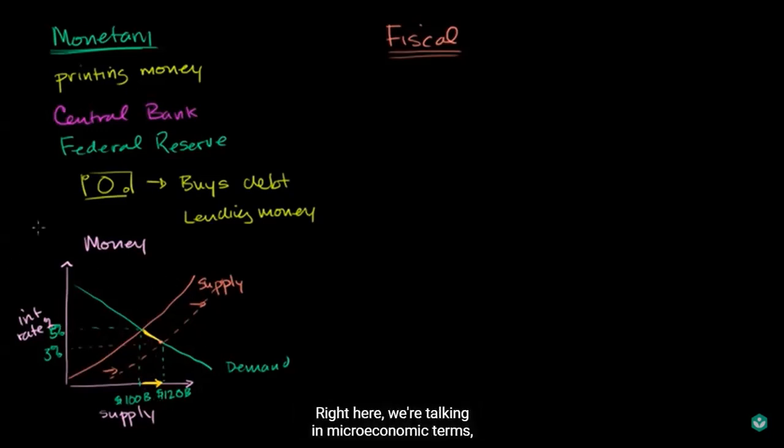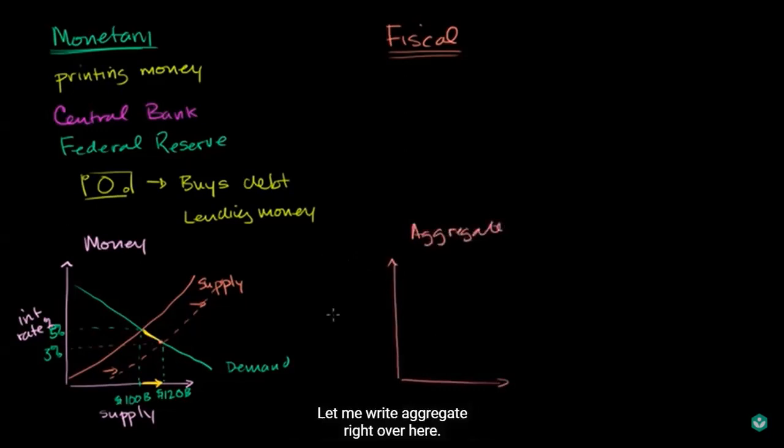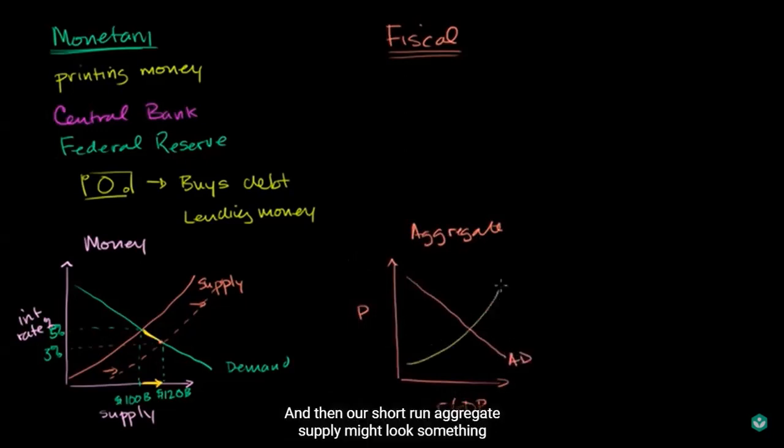Right here we're talking in microeconomic terms, but then if we think about aggregate supply and demand, so this is aggregate. Let me write aggregate right over here. This is price. This is real GDP. This is our aggregate demand. And then our short run aggregate supply might look something like this. Aggregate supply in the short run.